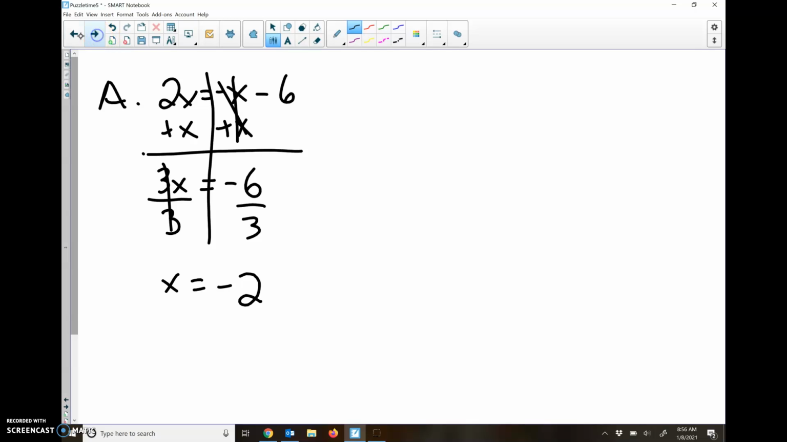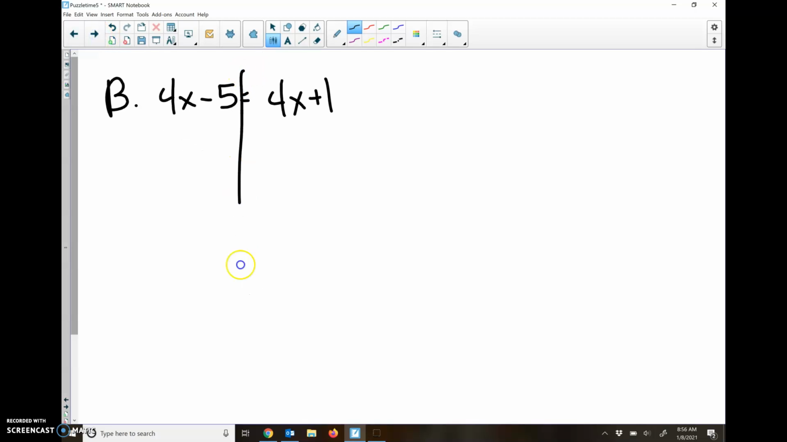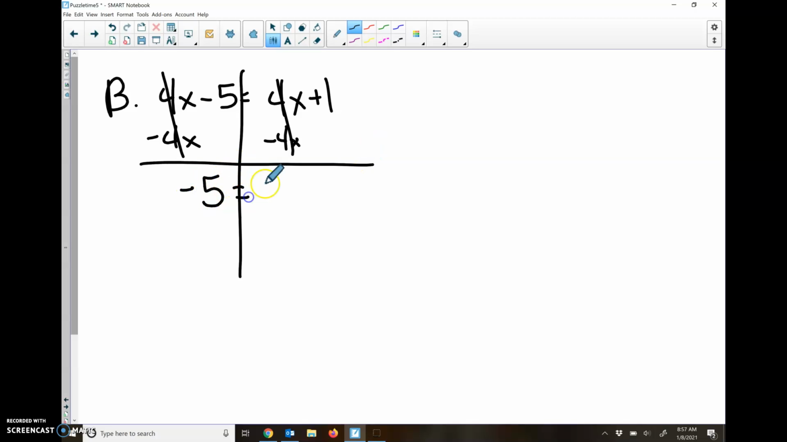Okay. Then if I look at B, same thing. I'm going to subtract 4x from each side. And then you'll notice something weird happens. I have a positive 4x and a negative 4x. Those end up canceling, so I'm just left with my numbers. And my numbers are negative 5 equals 1. That is not true. Negative 5 does not equal 1. So we're left with no solution here.